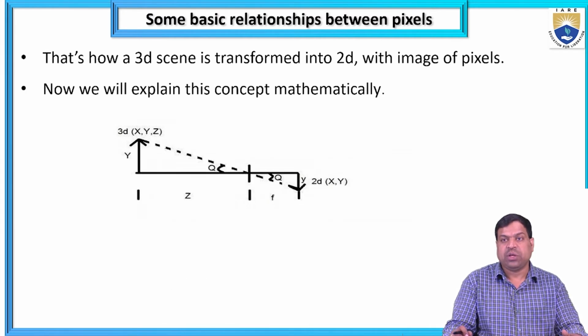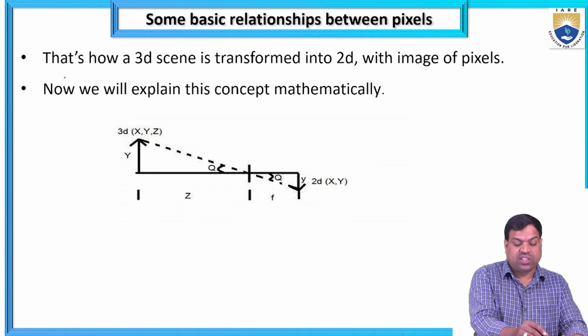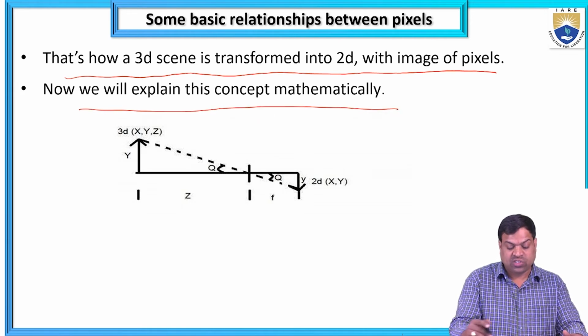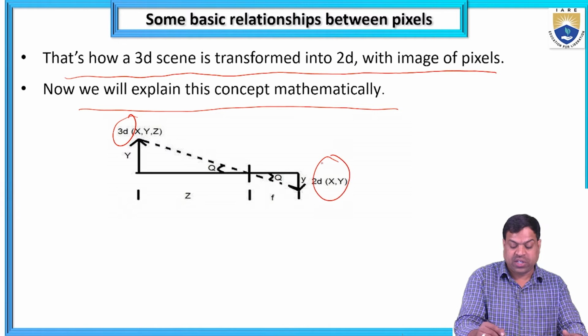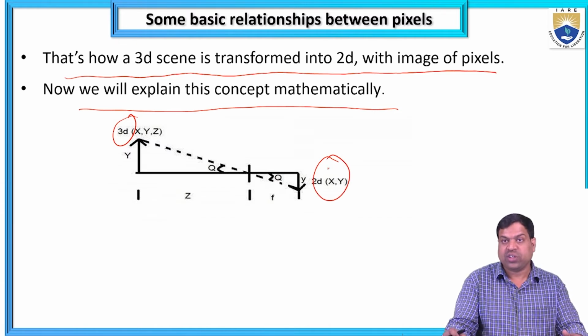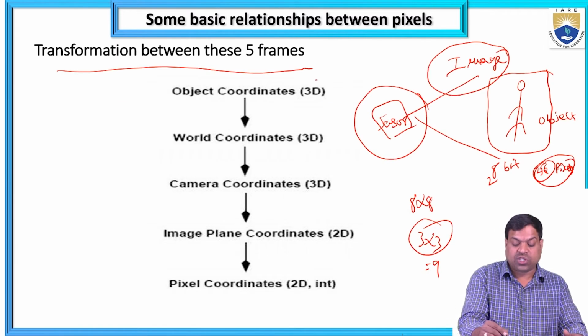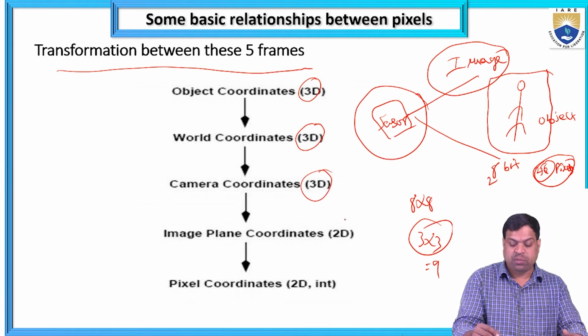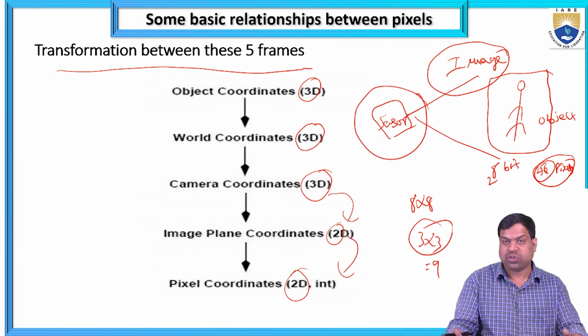So here is how a 3D scene is transferred into 2D within an image of pixels. Now we will explain the concept mathematically. Why am I talking about 3D and 2D? You can see that the object coordinate is 3D, the world coordinate is 3D, the camera coordinate is 3D, and the image plane and pixel coordinate are 2D. So this 3D is converted to 2D. How is it possible?